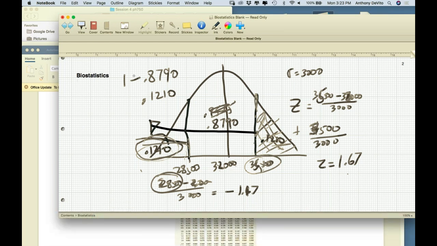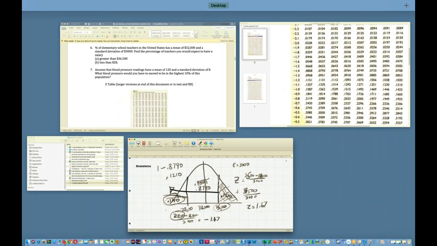Since that's what you were looking for anyway, that's what you're interested in. Okay, so I just want to mention one other thing here, and that is that the table is not the only way to get these values. The other way we can get these values is that there are functions in Excel that will help us with this.